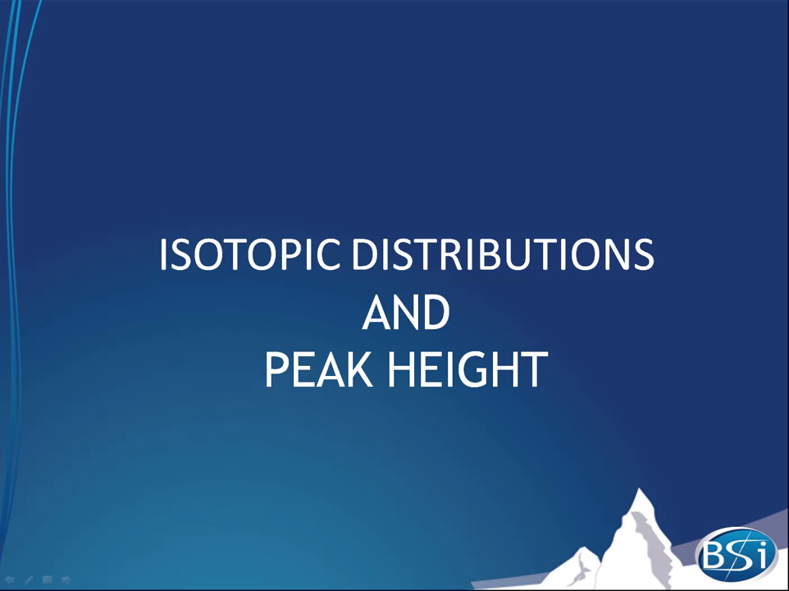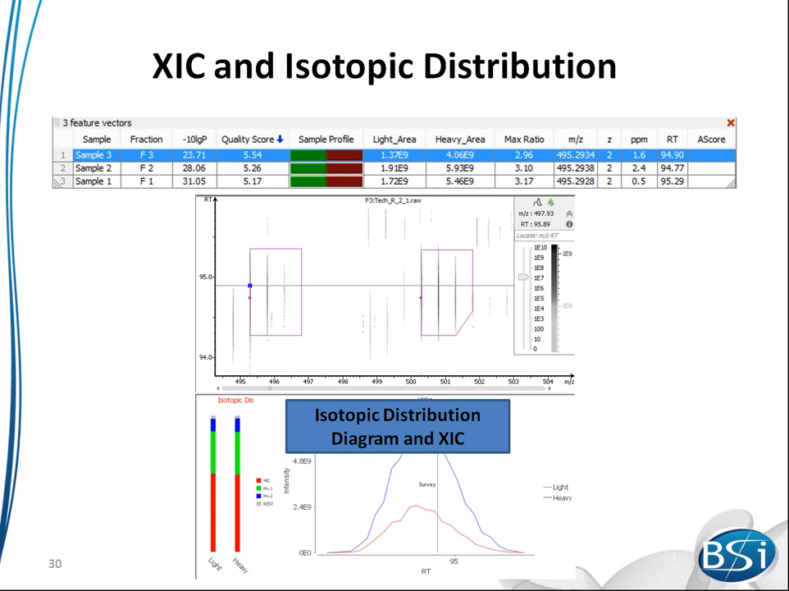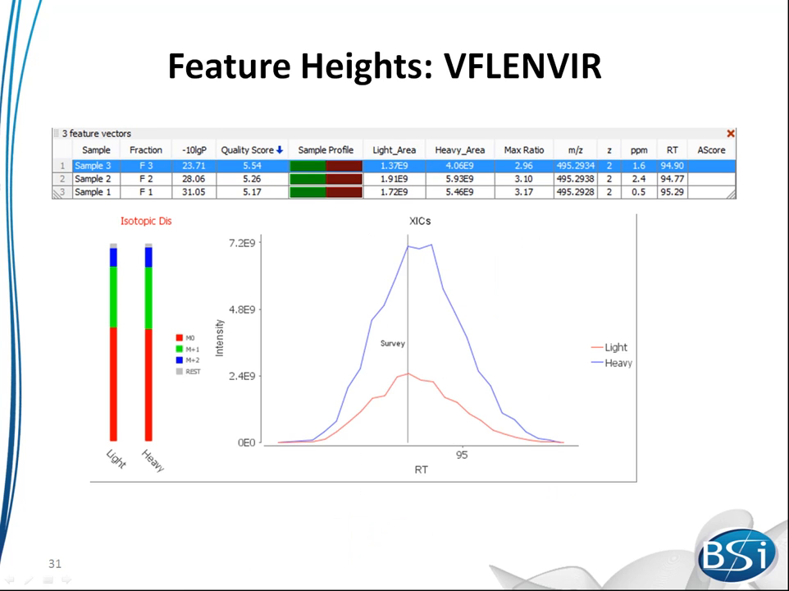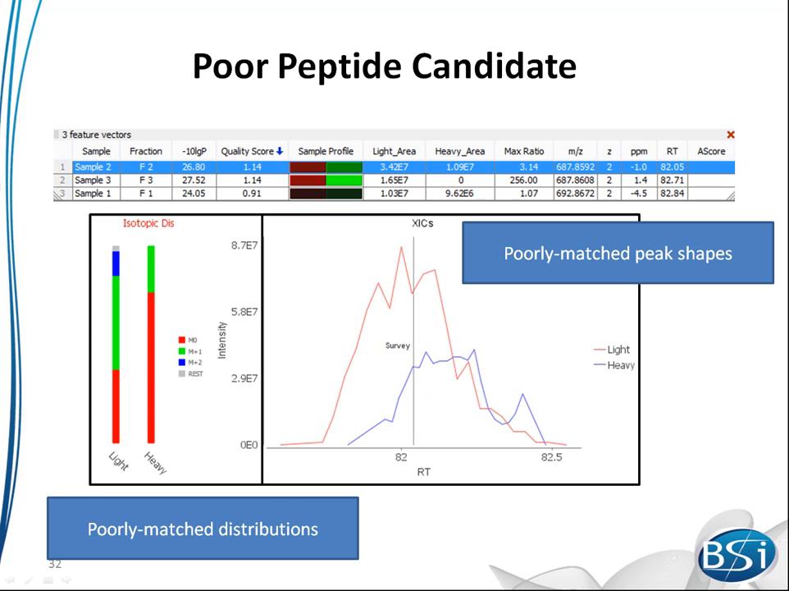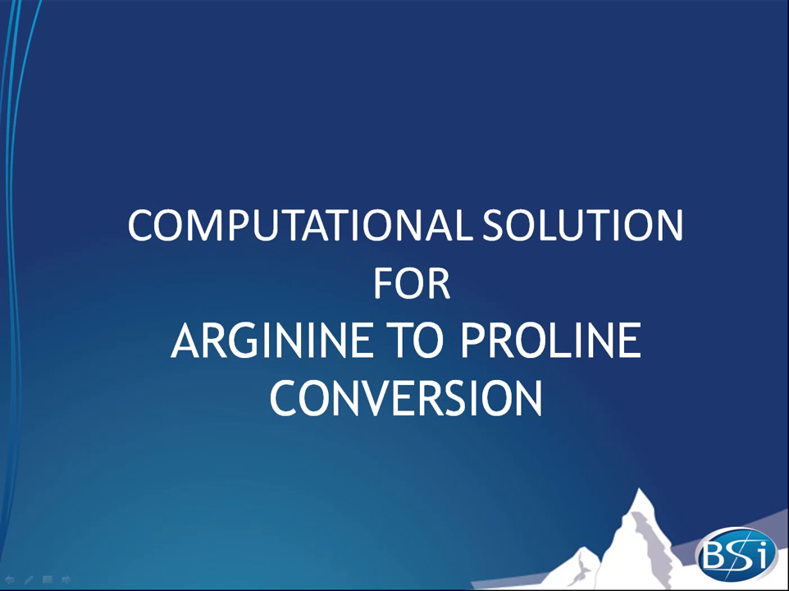Apart from the sample profile, the XIC also provides insight into how good of a candidate a certain peptide may be for quantification. An isotopic distribution diagram and an XIC for both labels is displayed in the bottom right pane of the peptide view. Feature vectors with well-aligned peaks and well-matching distributions are better candidates for quantification, while feature vectors with poorly aligned peaks and poorly matched distributions are less confident candidates.